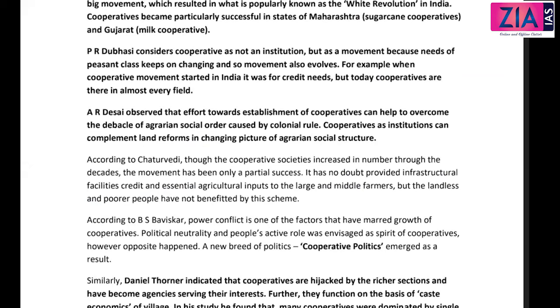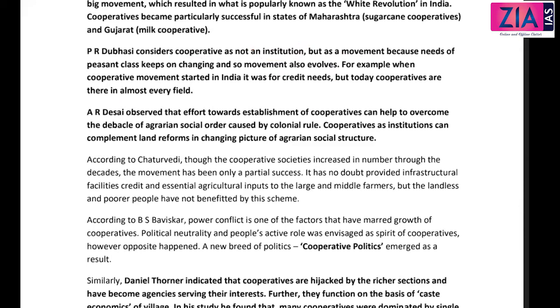Pierre Dubasi considered cooperatives not as an institution but as a movement. Why? Because the needs of the peasant class keep on changing, and so the movement also evolves. It is not just an institution, it's a cooperative movement, because the peasant issues and their needs keep changing, so based on that it is getting accommodative and adaptive. The cooperative movement in India started for credit needs initially, but today cooperatives are there in almost every field, and they are even playing a major role in the political aspect as well.